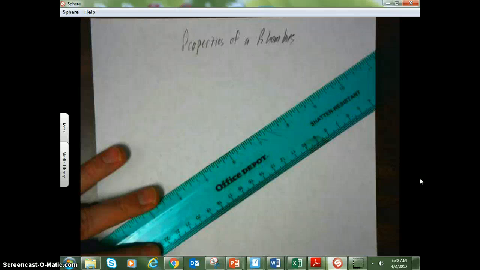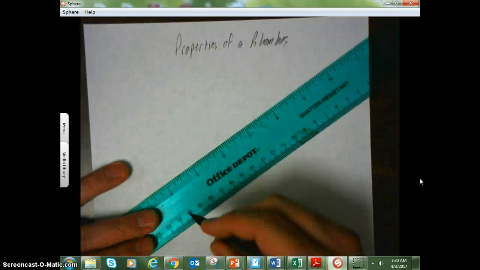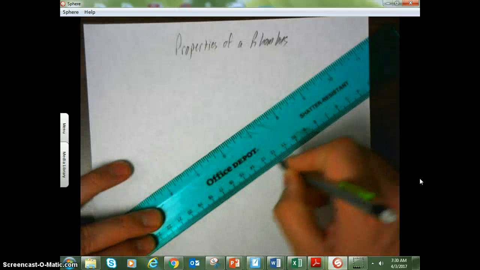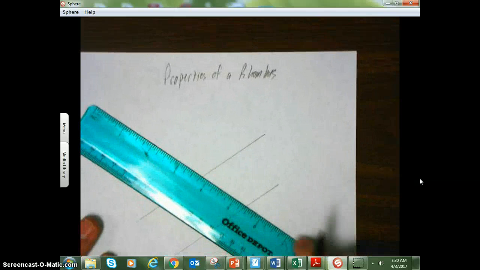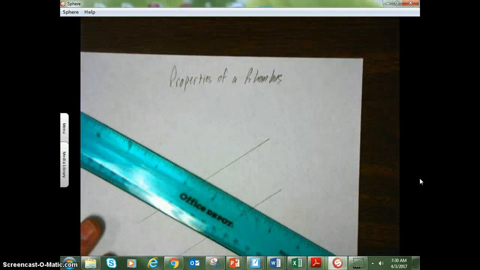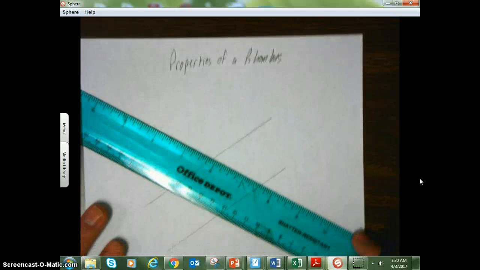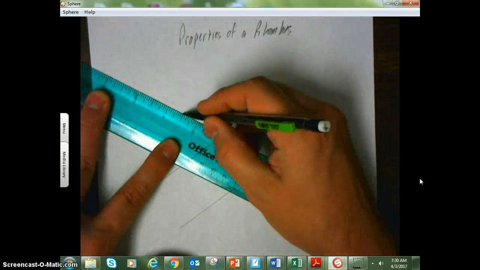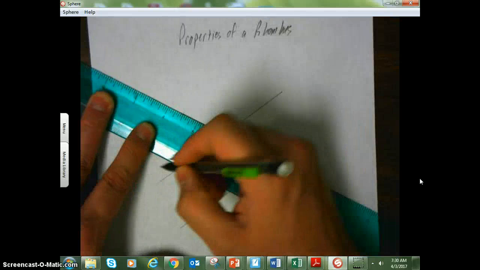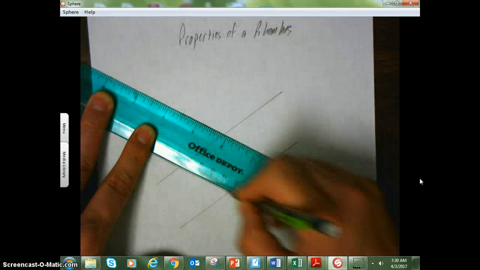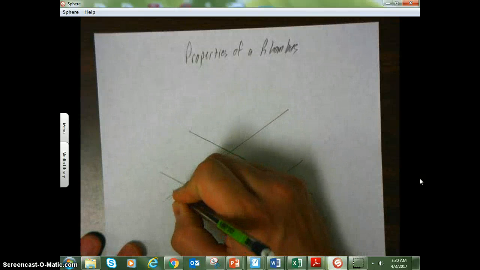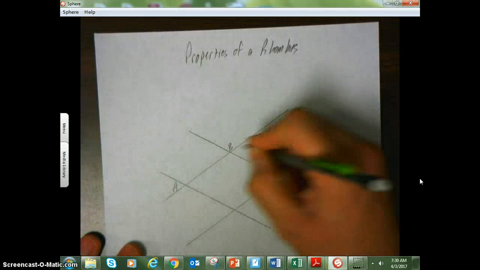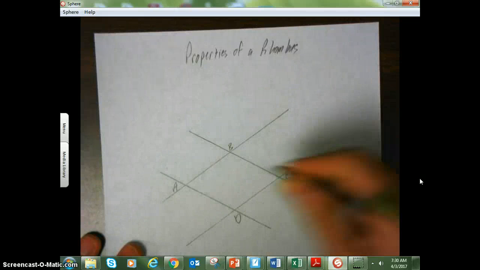I'm going to use my ruler to construct a pair of parallel lines, and I'm going to turn it the other way a little bit diagonally here, and then I'm going to just repeat the process. Okay, and so the quadrilateral specifically that I'm looking at here is A, B, C, and D.